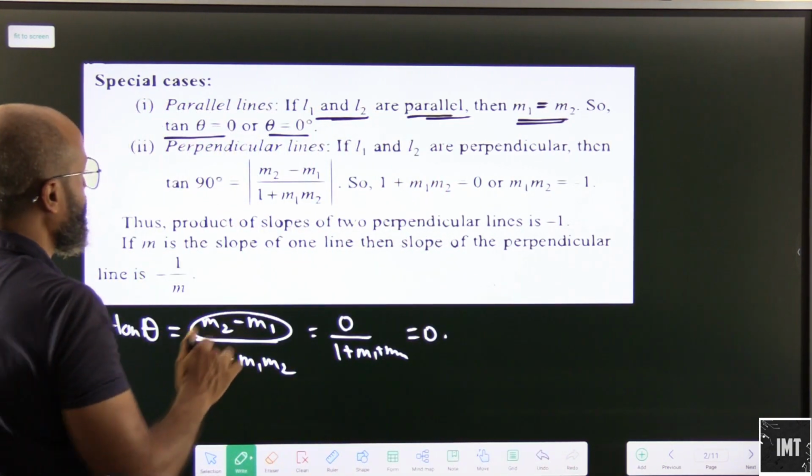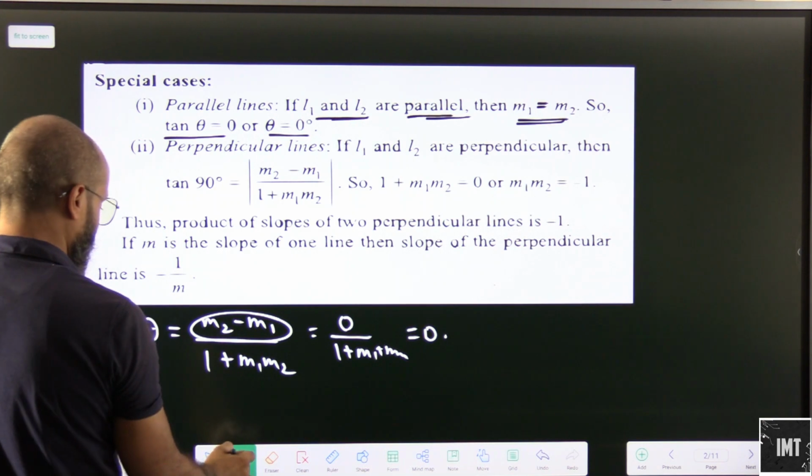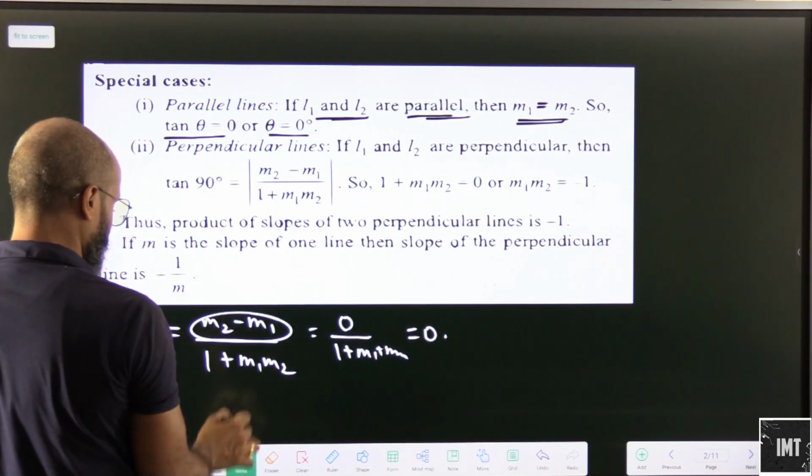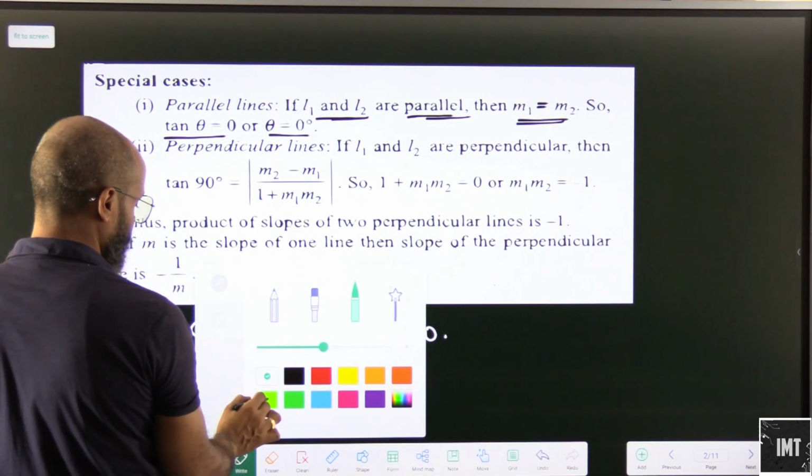Perpendicular lines. If L1 and L2 are perpendicular lines, then what do we have here? We will have tan 90.